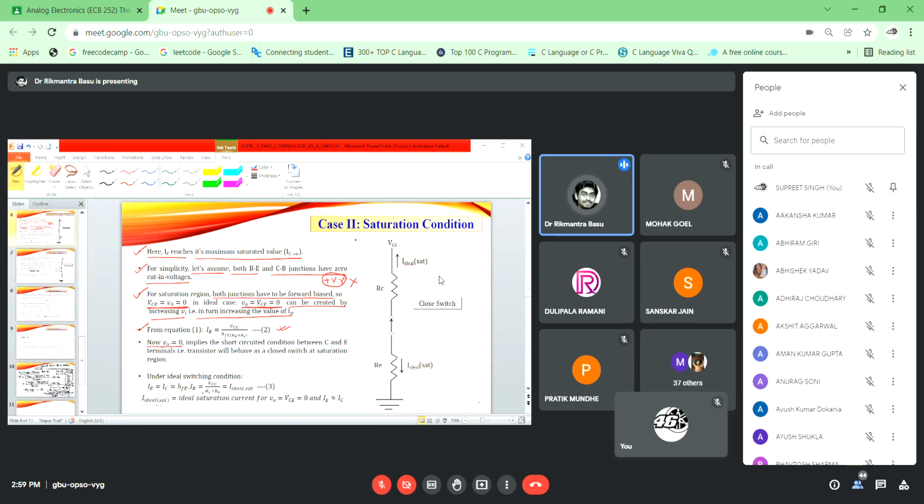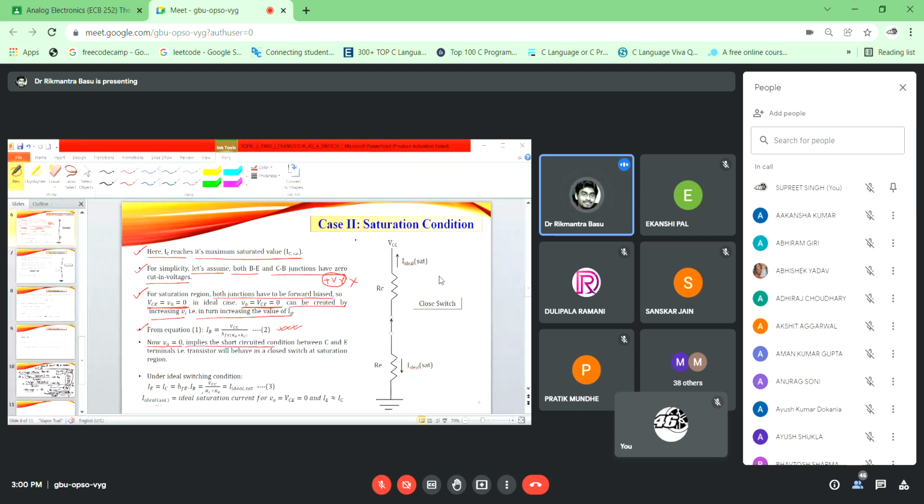So the output is 0, exactly the opposite case. Case 2 is the opposite of case 1. The output is 0, but a finite value of current is flowing. Previously, current was 0, but a finite value of voltage was appearing. Here it is exactly opposite.